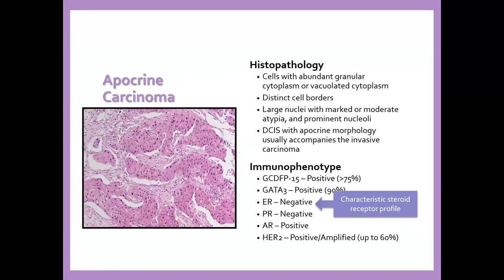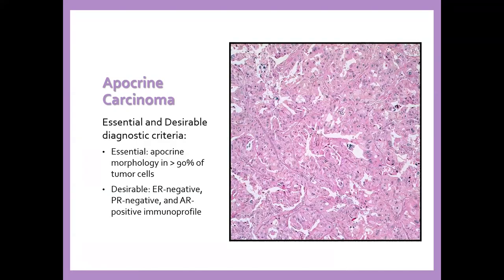And this is how apocrine carcinoma really looks: cells with abundant granular or vacuolated cytoplasm, distinct cell borders, large nuclei with marked or moderate atypia, and prominent nucleoli. DCIS with apocrine morphology usually is associated with or accompanies invasive cancer. These tumors are typically positive for GCDFP-15, GATA3 is positive, hormone receptors are negative, androgen receptor is positive, and HER2 oncogene is positive. For the diagnostic criteria used for apocrine carcinoma, more than 90% of tumor cells should have apocrine morphology, as you can see in this case. And of course, it's desirable to have ER and PR negative, and an androgen receptor positive immunoprofile.